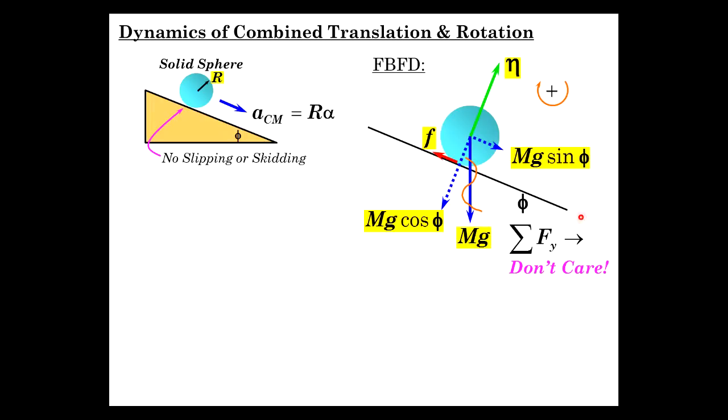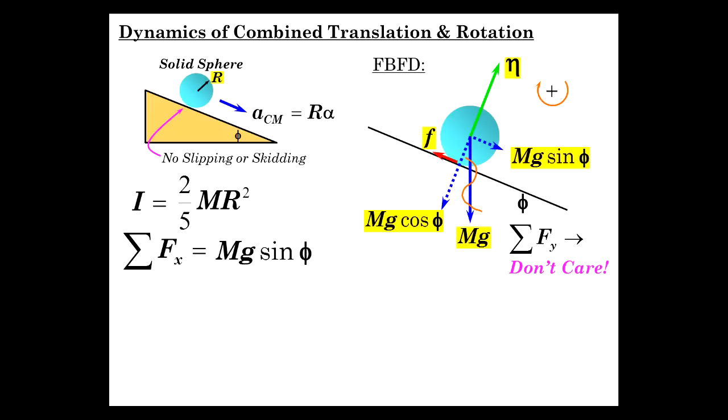The only thing we're interested in is that the normal force is sufficient so that the frictional force can do the job that it needs to do, which we're going to see what that is. Well, we already know. It's to spin it up, and it has to do it without slipping or skidding. Moment of inertia, 2/5 mr squared. Sum of the forces in the x, mg sine of phi, down the ramp, that's from gravity, minus friction. So those combined forces give us ma.